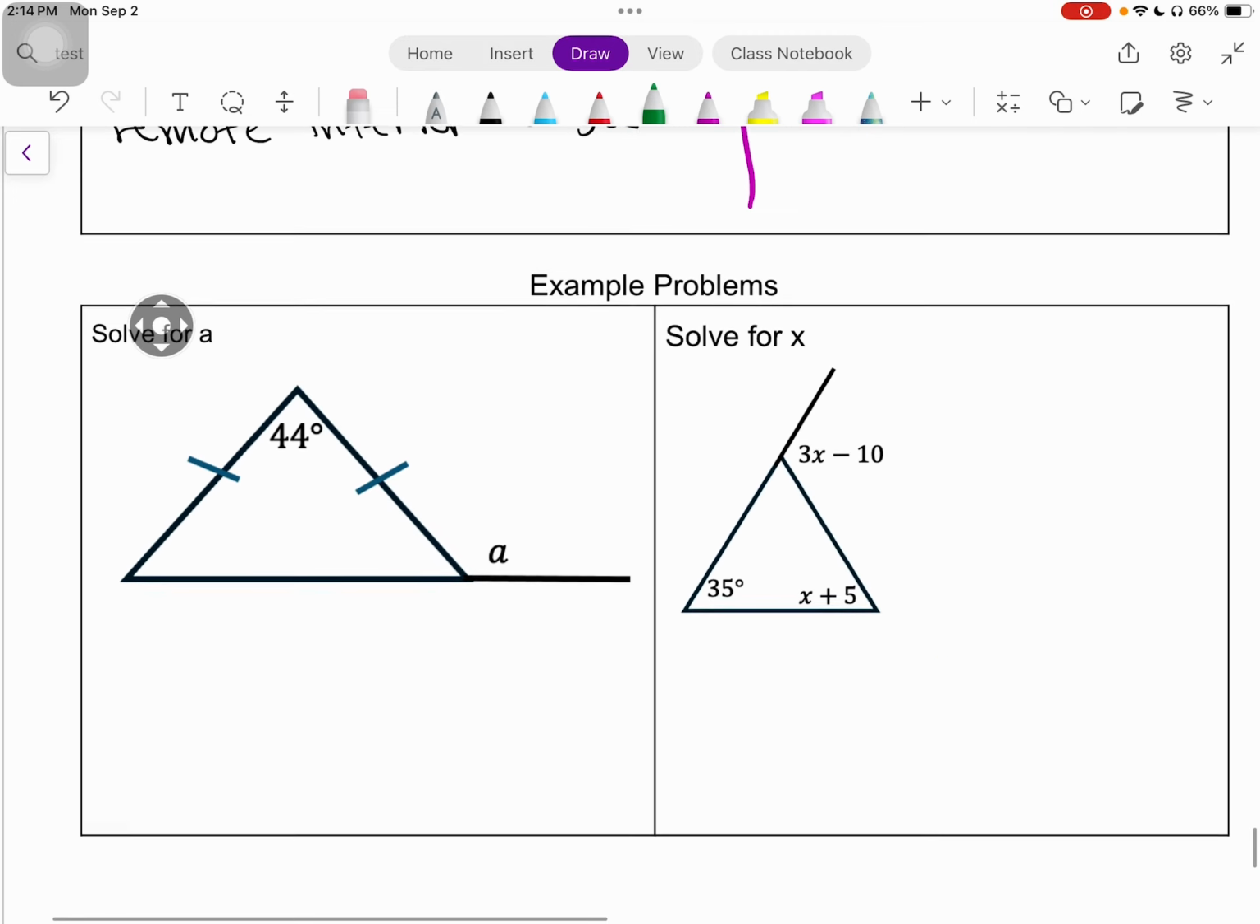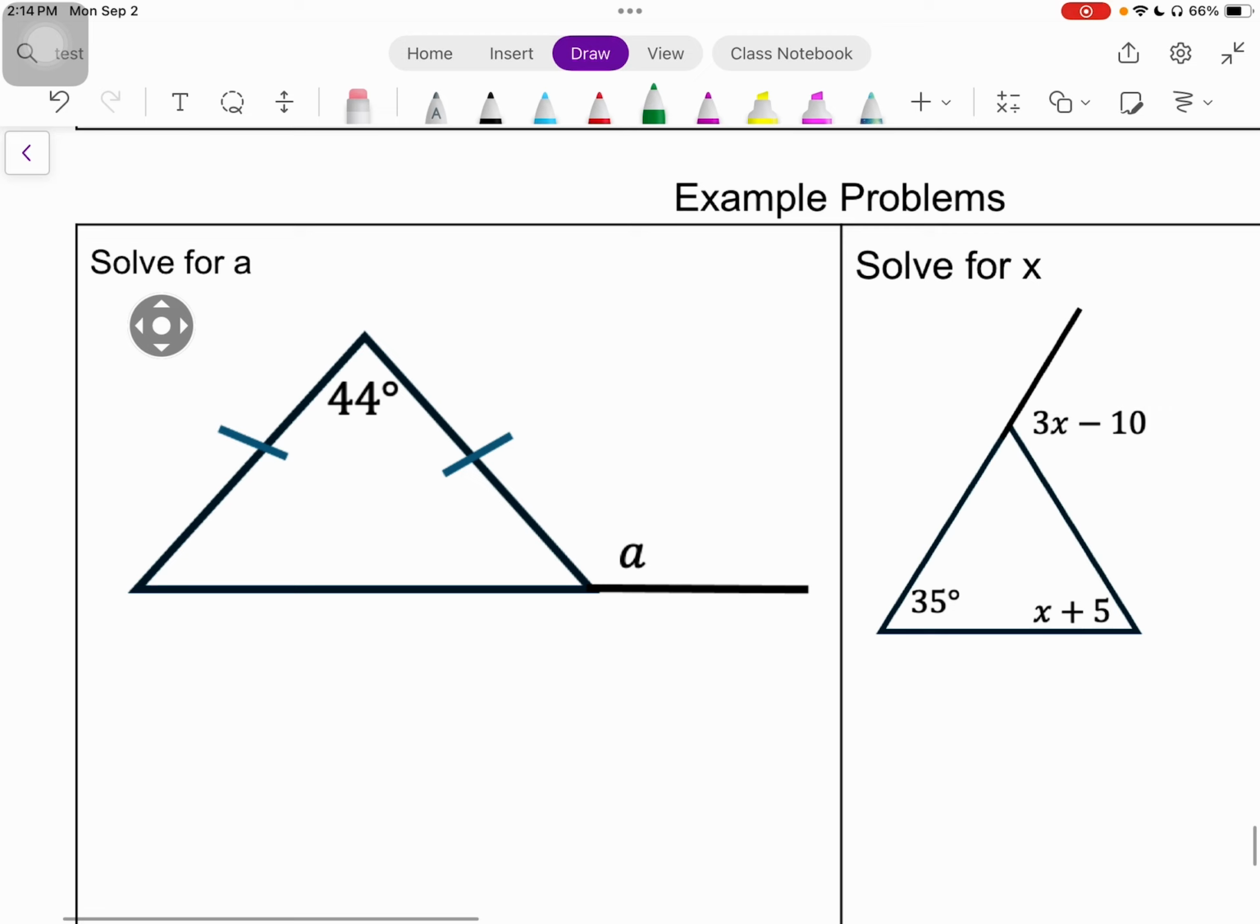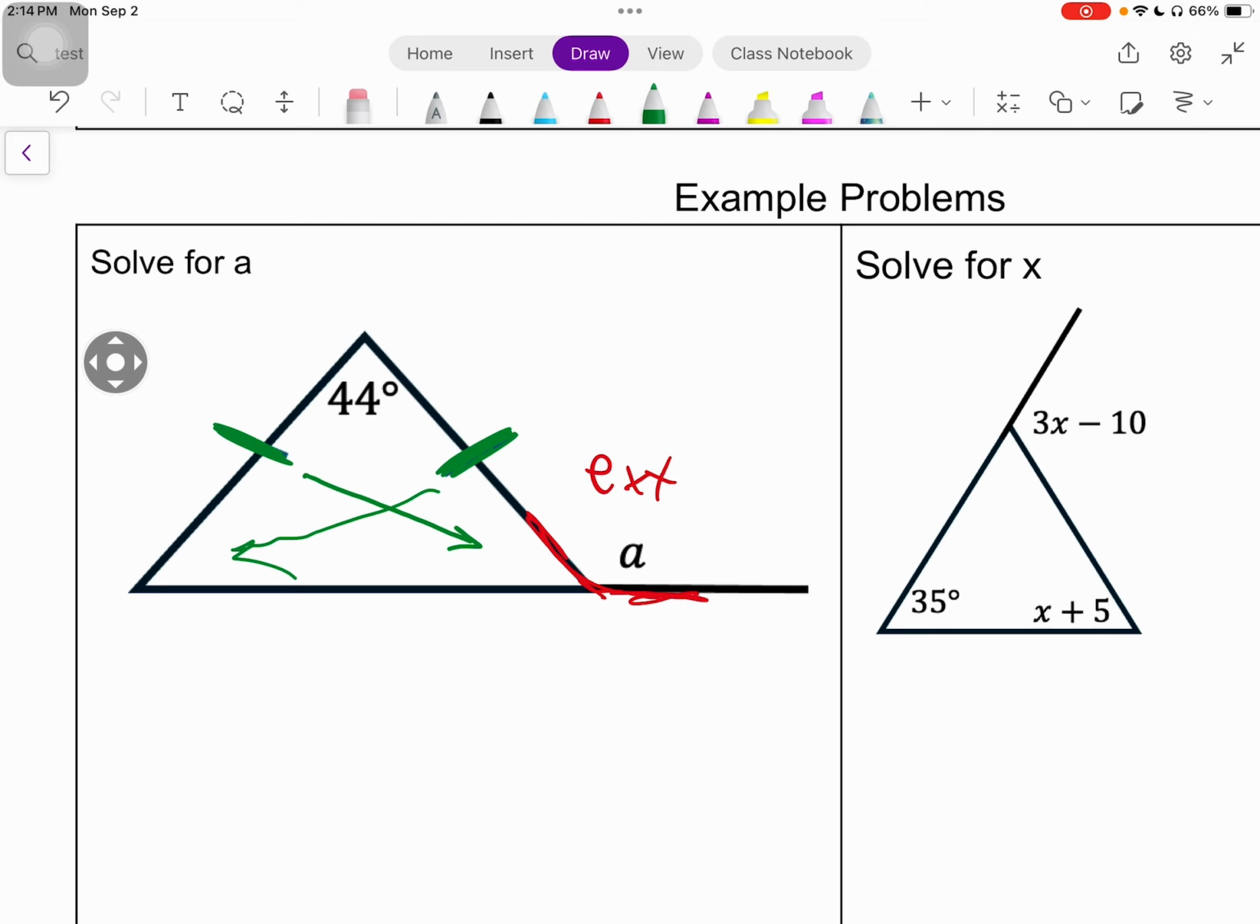All right, so first question, solve for angle A. Now, what do I know about this picture? There are 2 important things that I know. Number 1, I know that A is the exterior angle. How do I know that? It is outside of the triangle. Number 2, this is an isosceles triangle, and I know that because these 2 sides are the same length, which also tells me these 2 angles are going to be the same.